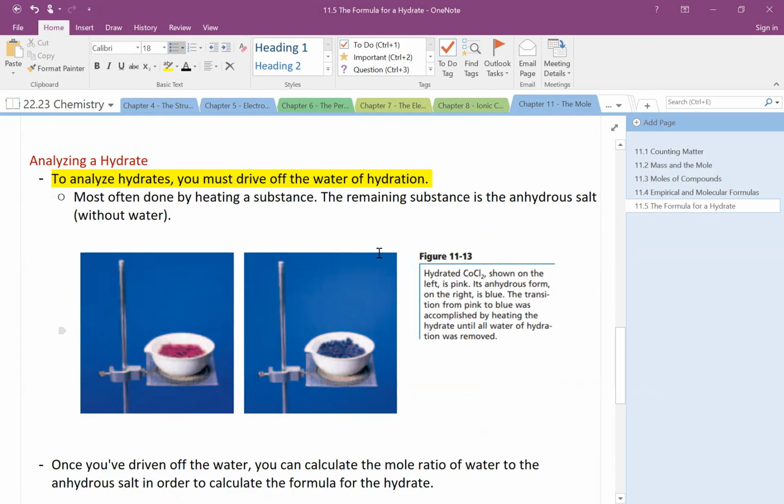I have a very cool example here. You can see visually your hydrated cobalt(II) chloride on the left. This one is pink, and before you heat it up, it's all pink. After they heat it up, it goes anhydrous, meaning the water is gone. And when it's anhydrous, it is blue. A very dramatic color change, and this is very common for hydrates.